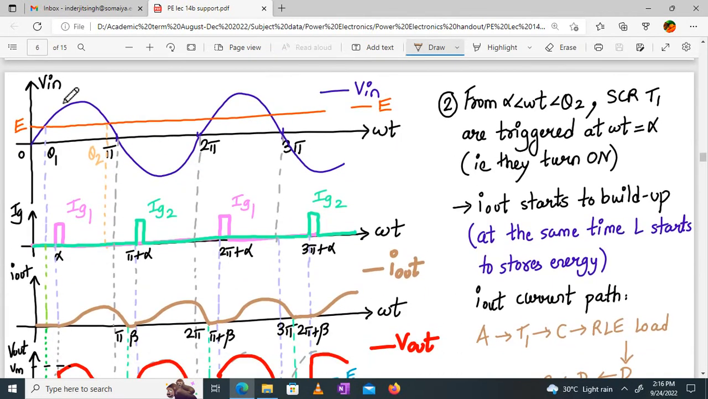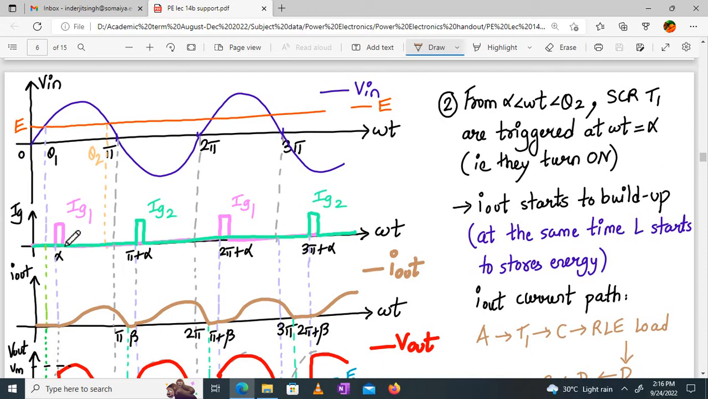Yeah, this is V in, right? The blue color one is my V in, and the orange color one is my E. This is a DC voltage E. So correspondingly, if I extend it down, this is theta 1, this is theta 2, and this is pi, 2 pi, and 3 pi. Now I apply my gate trigger at alpha, pi plus alpha.